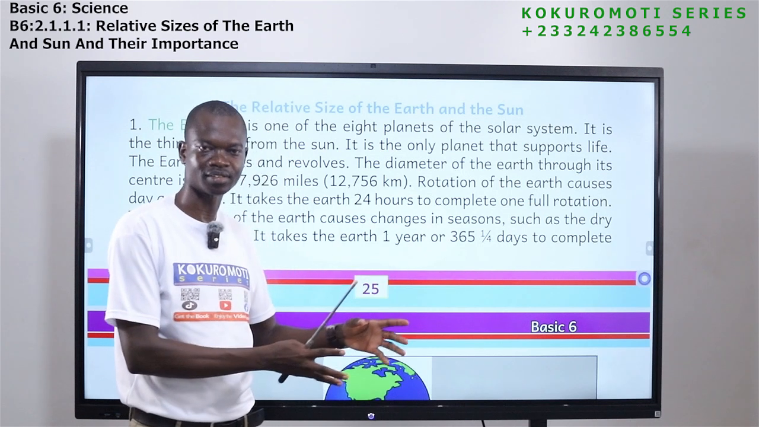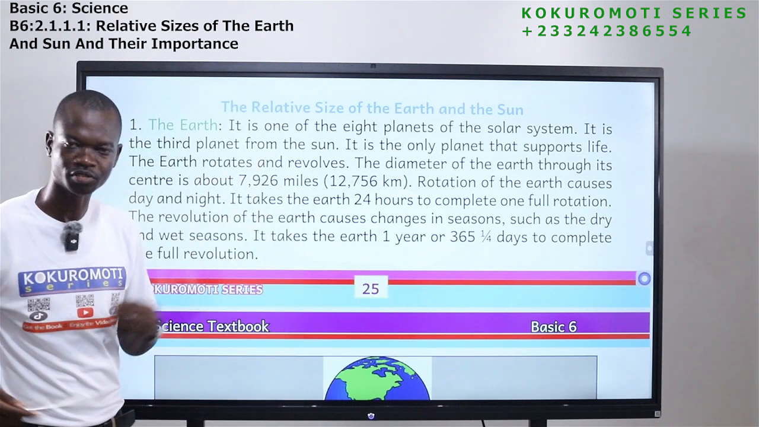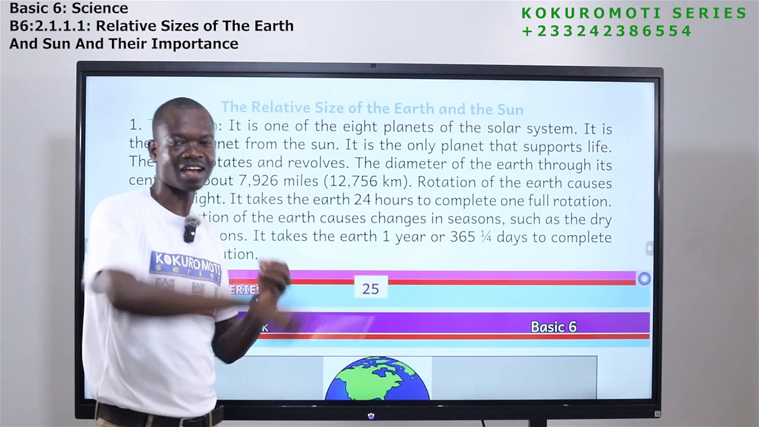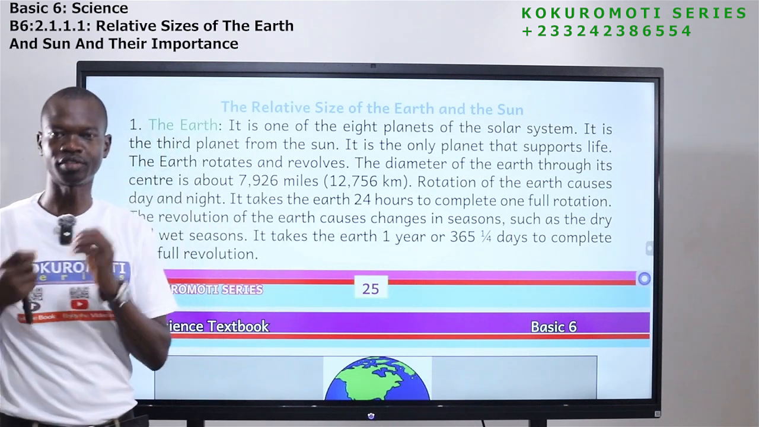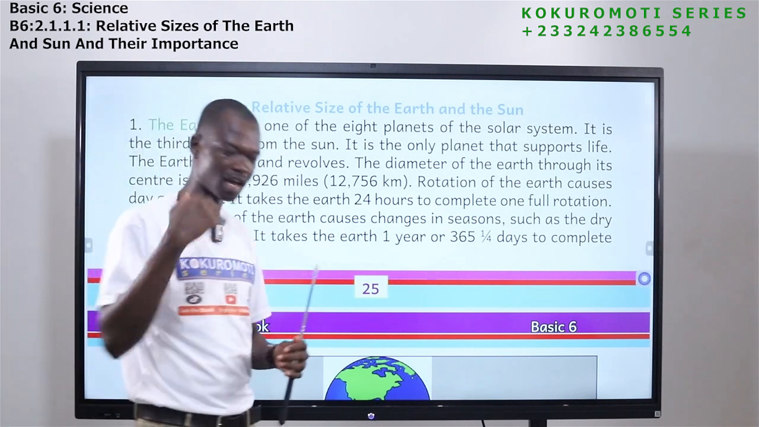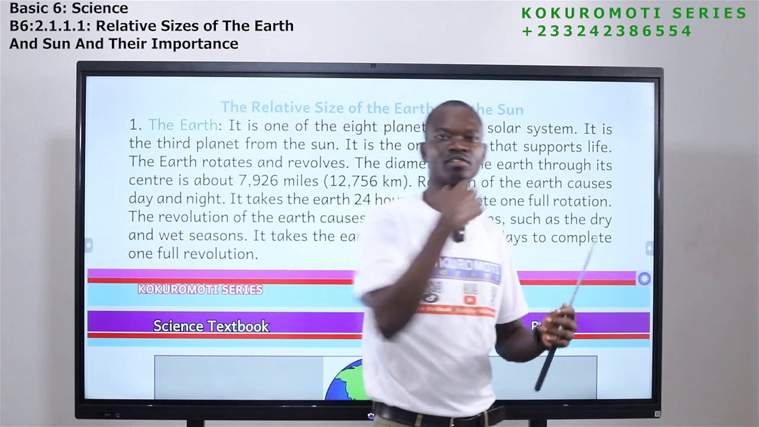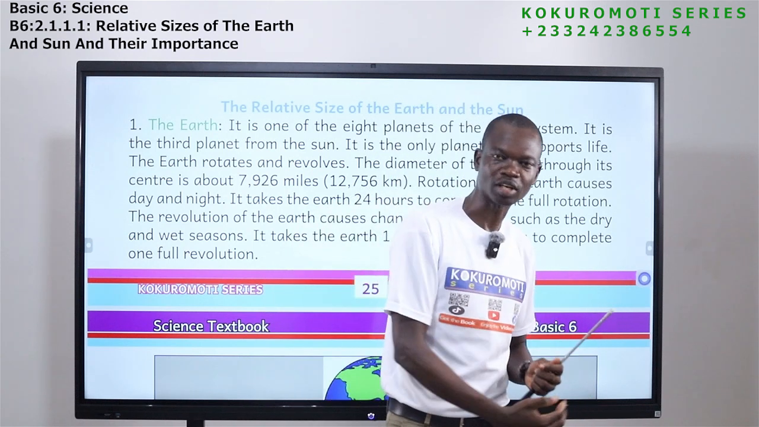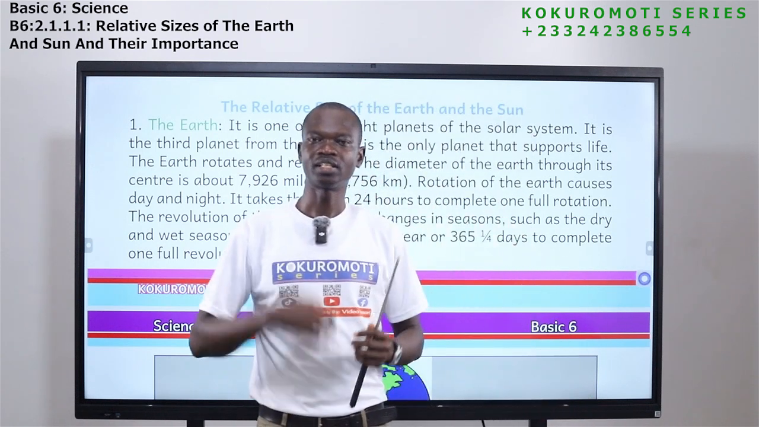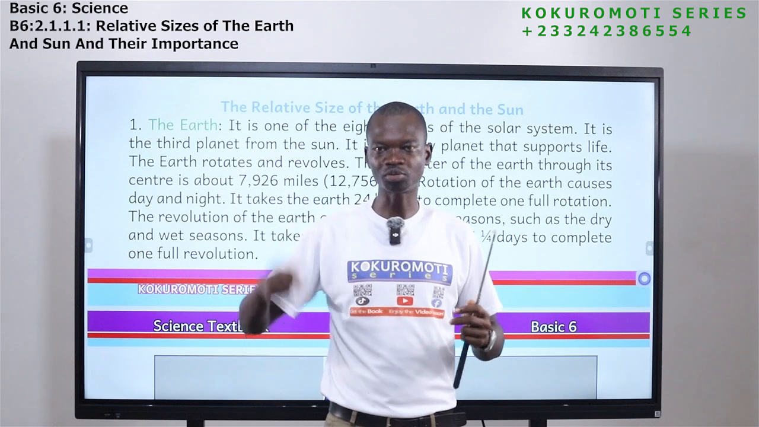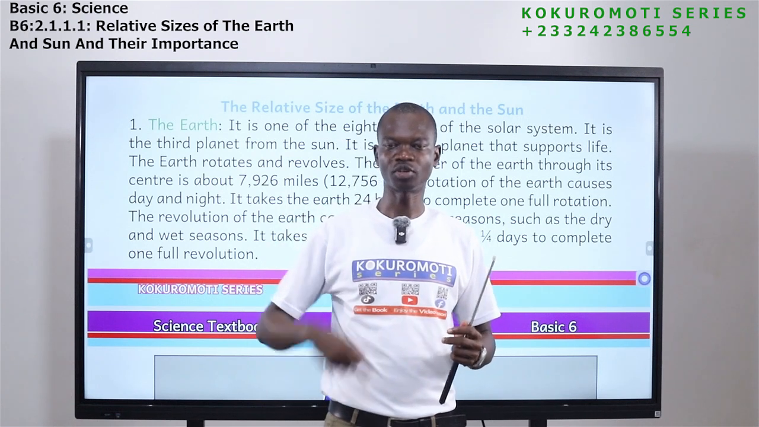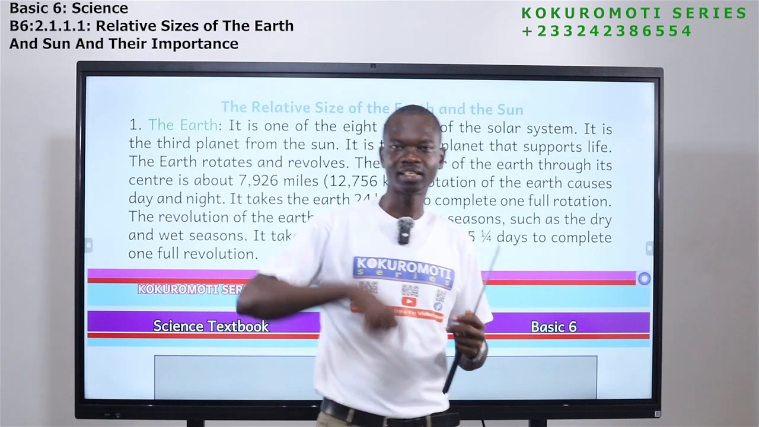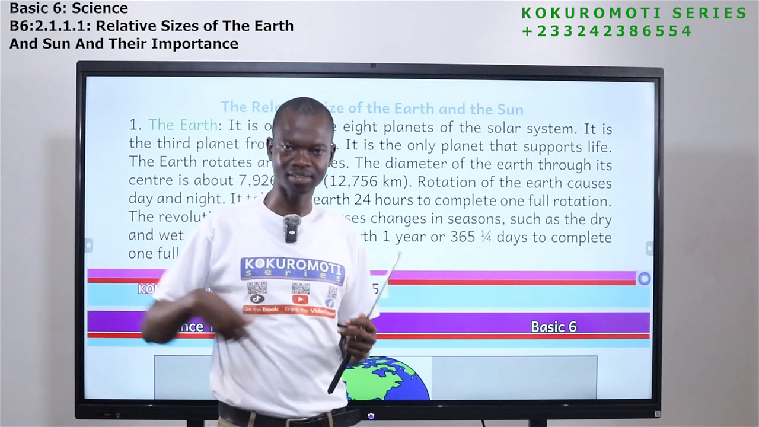Wet or rainy season. This happens as a result of the movement of the Earth around the Sun, which is called revolution. Now, daytime comes, night will follow, daytime will come, night will follow. This also happens because the Earth rotates. Because the Earth rotates, it turns, it spins.